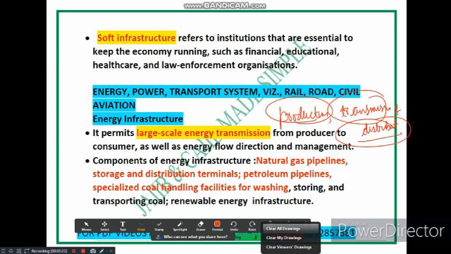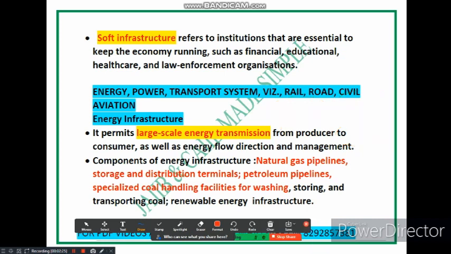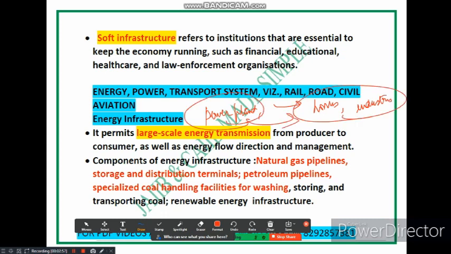So now let's discuss. The first point is that energy infrastructure enables the efficient transmission of energy from where it is produced. So from where it is produced, like a power plant. Okay, so the production point is a power plant, and a natural gas field. So this is the production plant. Energy infrastructure enables the efficient transmission from the production point to where it is consumed. Where is it consumed? It is consumed at homes, it is consumed at industries, right? So it permits large scale energy transmission from producer to the consumer.